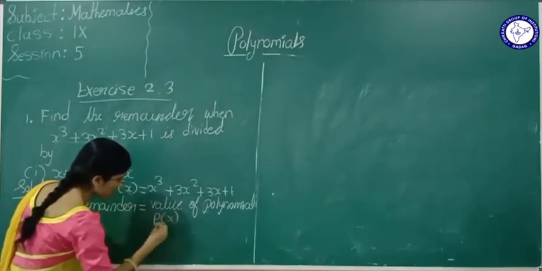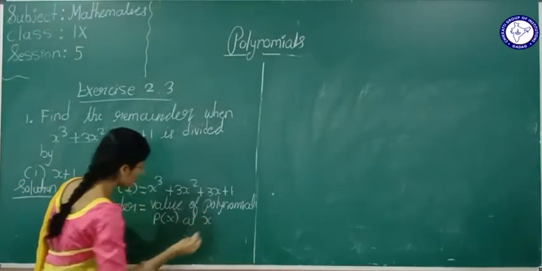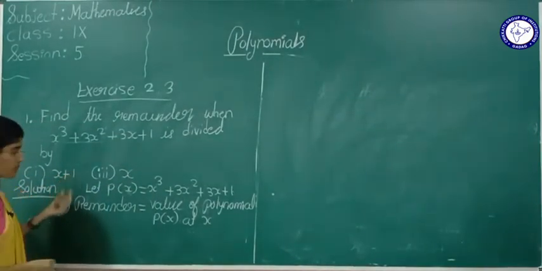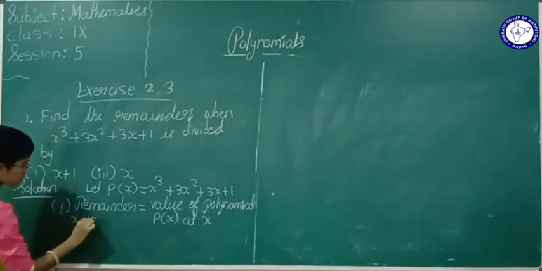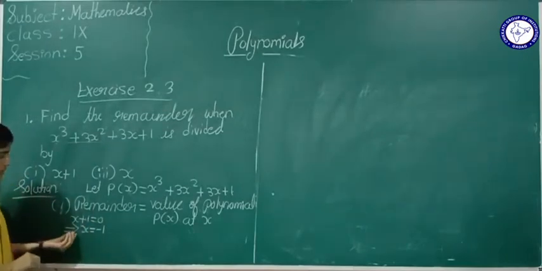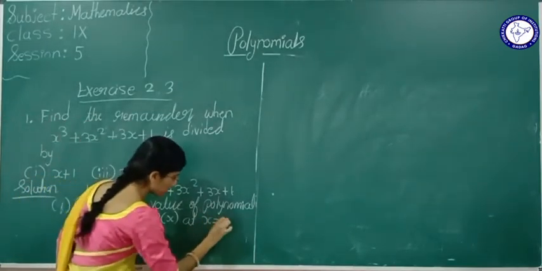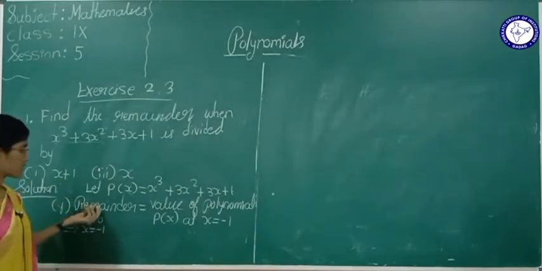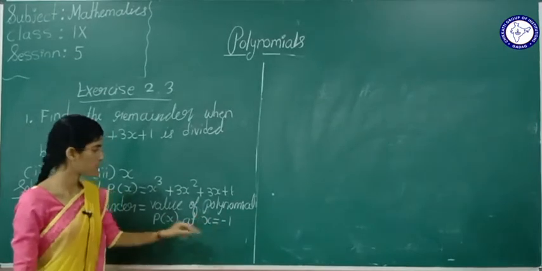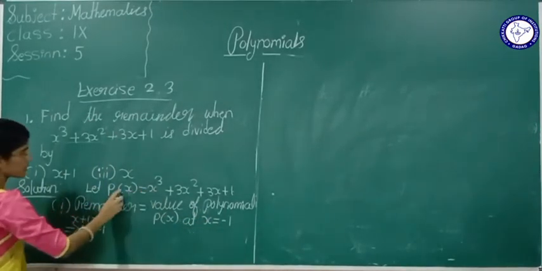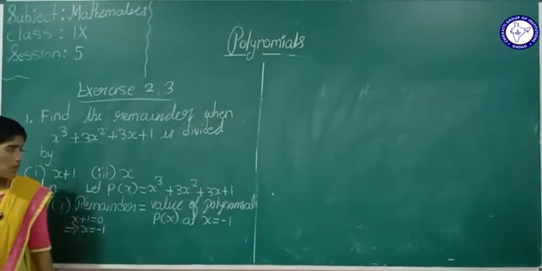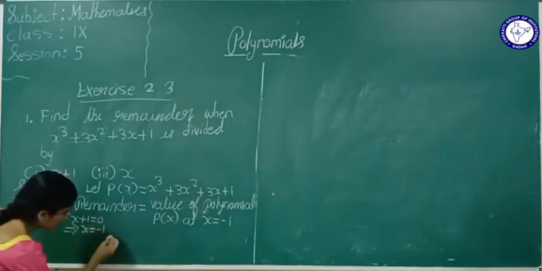p of x at x is equal to, now see here, this x plus 1 you equate with 0. When you equate x plus 1 with 0, what are we getting? X is equal to minus 1, yes or no? X is equal to minus 1. Now first one, remainder is equal to value of polynomial p of x at x is equal to minus 1. In this polynomial, where x is there, you put minus 1. So what will it become?